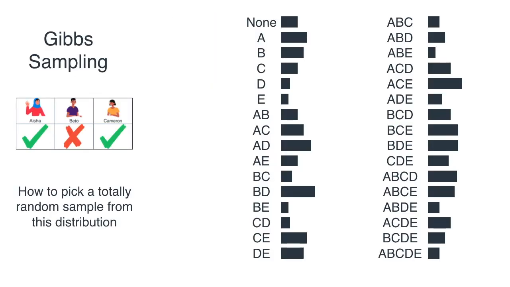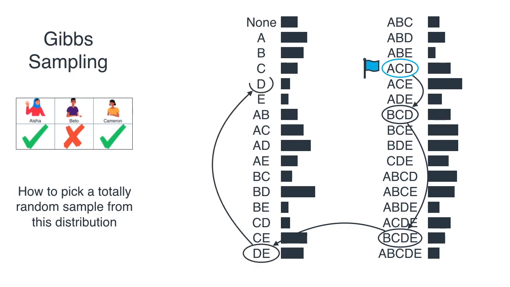And that's what we're going to do over here. So we start with our data point. Again, it's the one where Asia and Cameron showed up, but not Beto. And just as I showed you before, we are going to pick a scenario that extends this one. So a blue scenario. And now we're going to take a random jump to another scenario, and then another random jump, and then another one, and another one, and we're going to take a bunch of jumps until we get somewhere that's pretty random.